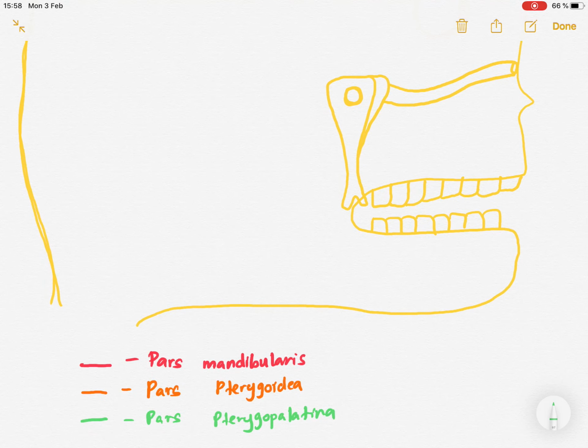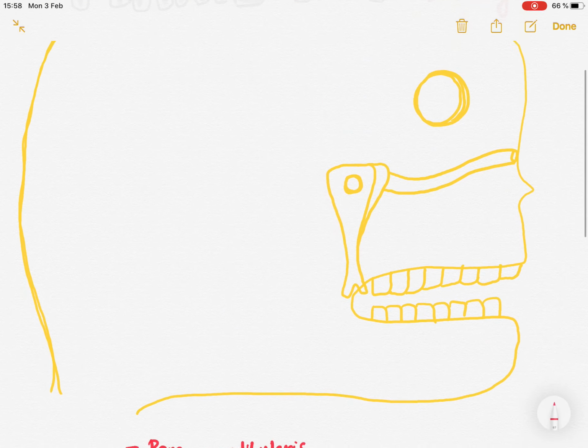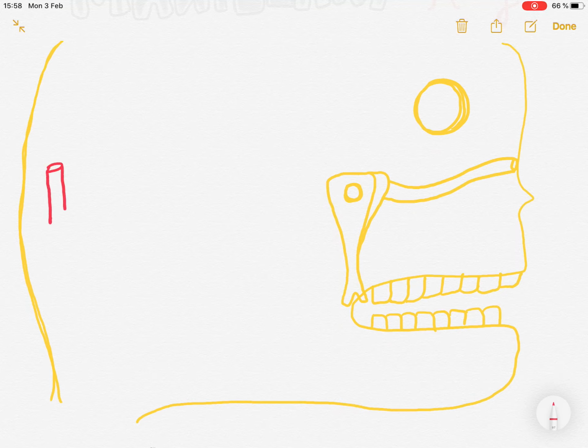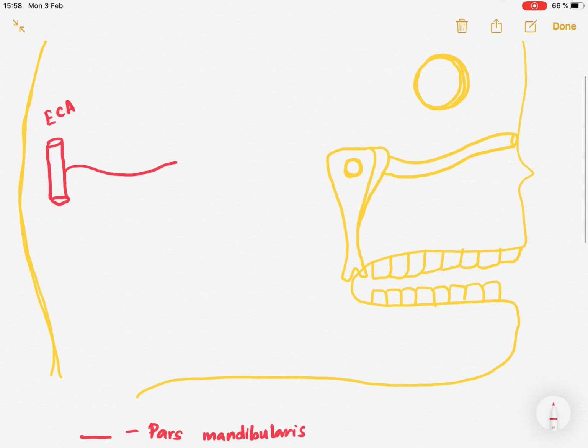Okay, so let's start with pars mandibularis. So let me use red color. And here, first of all, I will draw the external carotid artery. I will write ECA. Okay, and then in red color, as I told you, I will be drawing all the branches belonging to pars mandibularis, and the first branch will be arteria auricularis profunda. So I will write AP, auricularis profunda, and then we will have arteria tympanica anterior. I will write TA, arteria tympanica anterior, and here we will have the petrotympanic fissure, or fissura petrotympanica.